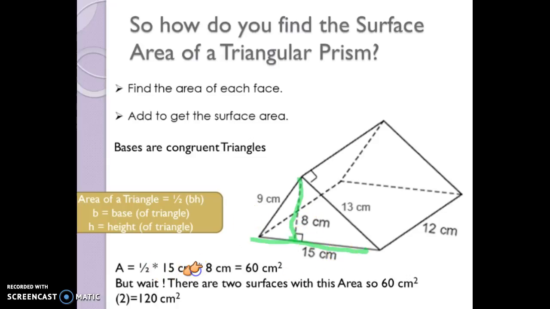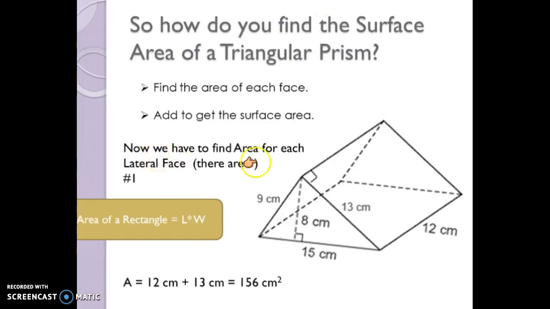Okay, so 15 times 8 equals 120, times 1/2 is 60 centimeters squared. But wait, we have 2 bases that have the same area. We have the bottom base, or the front face, and the back one. So these 2 triangles are congruent, and they're both 60 centimeters squared. So that brings us to 120 centimeters squared. So that's 2 faces down, right? 3 to go. So now we have to find the area of the 3 lateral faces.